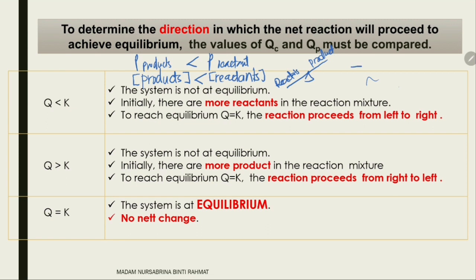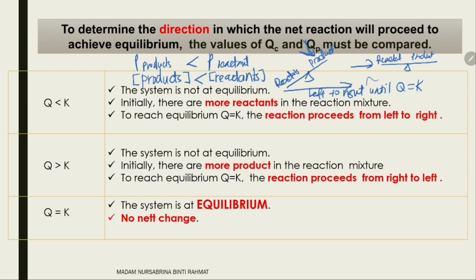We want to reach an equilibrium where both sides have the same weight. So what will happen? We're going to put more weight on the product side. That's why the reaction will proceed from left to right until Q equals K and equilibrium is established.